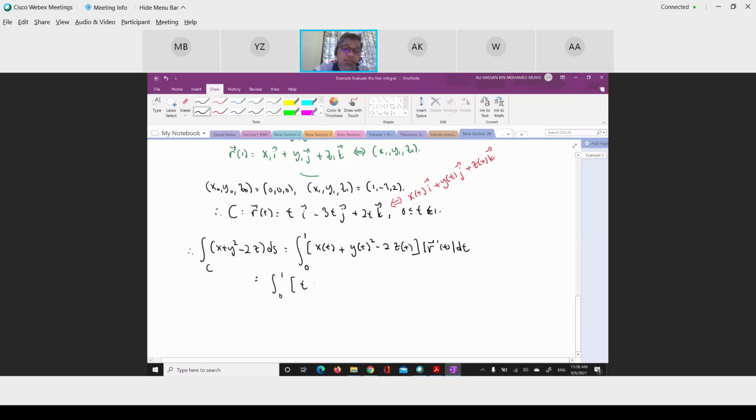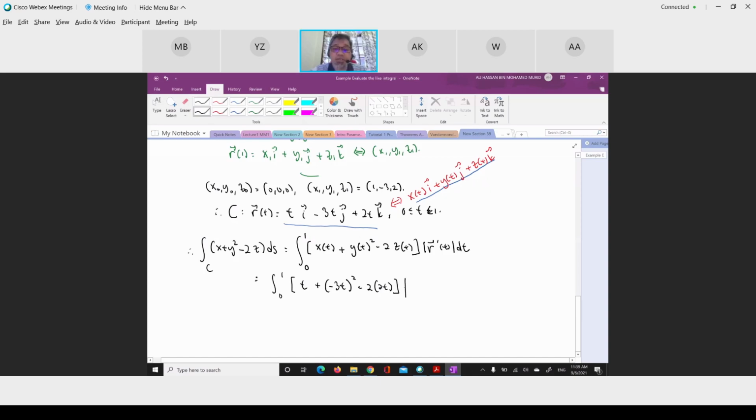And then what about y(t)? Negative 3t. Yes, compare this vector with this vector, so y(t) is minus 3t. And then squared, because we have y(t) squared there. Then minus 2. What about z(t) now? Give me z(t) first. 2t. 2t, yes.